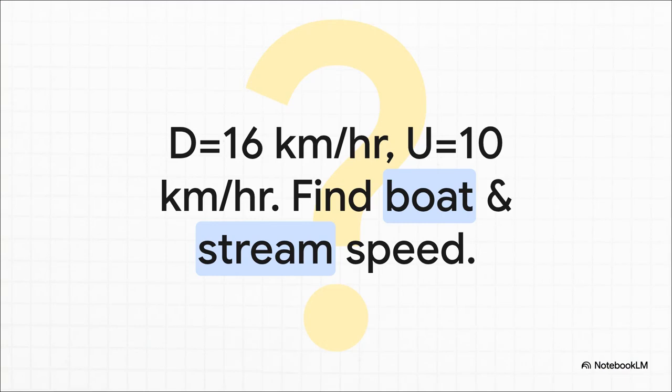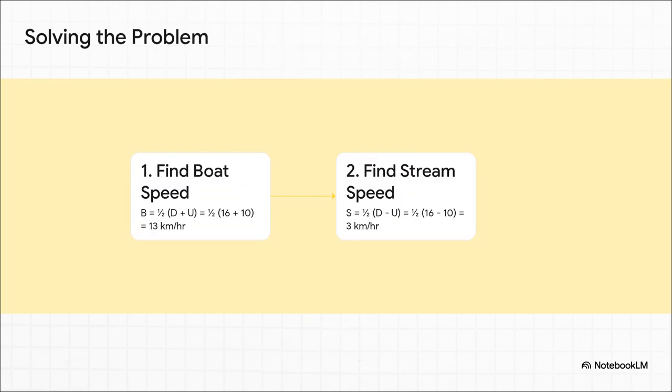So here's our problem. We're given the combined speeds, right? The downstream and the upstream. Our job is to play detective and work backward to find the individual speeds, the speed of the boat on its own and the speed of the stream. See, we just grabbed the right tools from our toolkit.